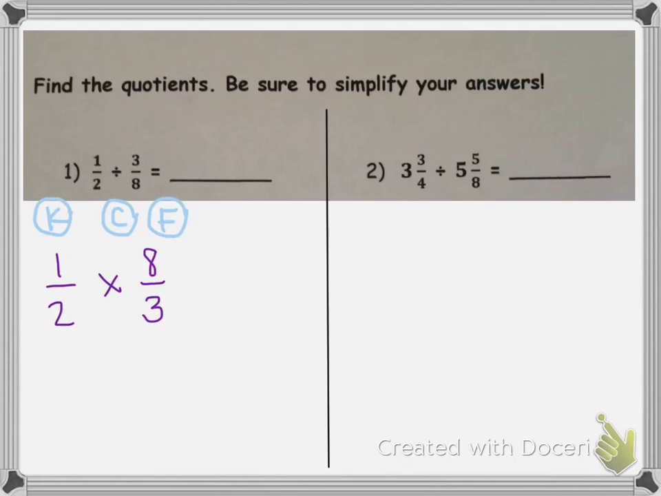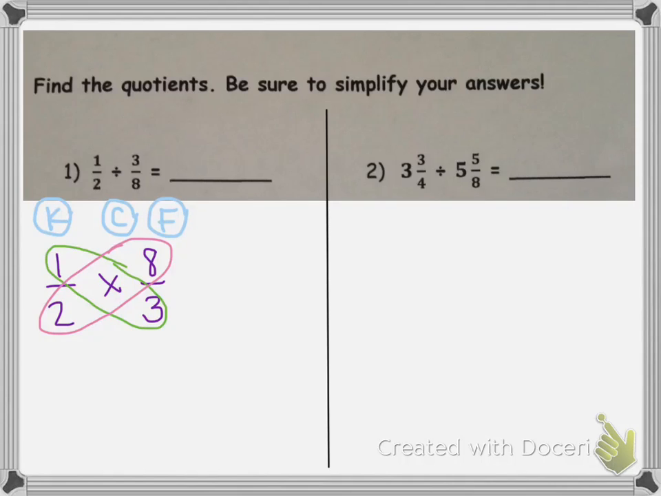All right, so my problem has now turned into a multiplication problem. 1/2 divided by 3/8 is 1/2 times 8/3. Now we just multiply our fractions like we learned yesterday. So I'm going to create my diagonals. And as I look at my diagonals, I can simplify. I can cross simplify. So let's go ahead and look.